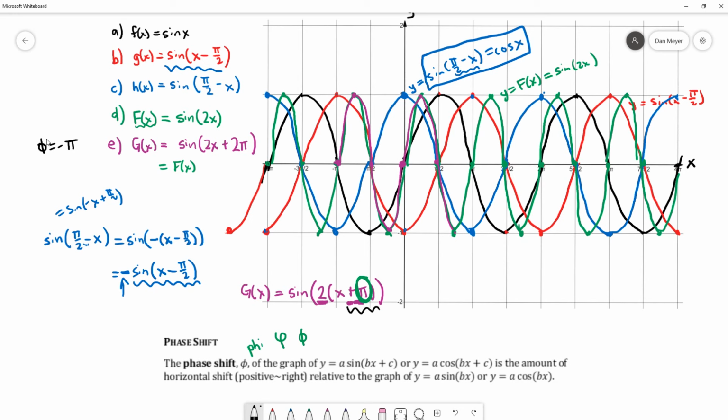For f of x, well, it is its own version here. There's no shifting from all of the stretching stuff. There was no shifting, so our phase shift was 0.